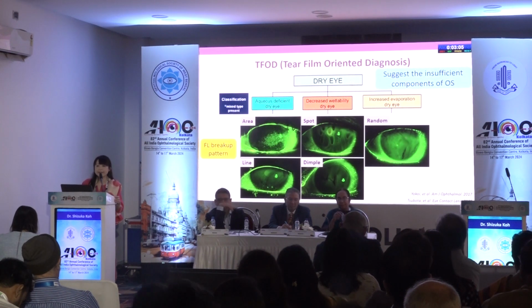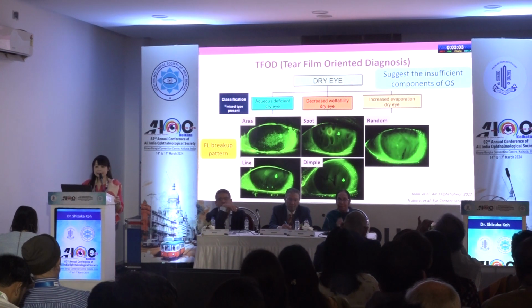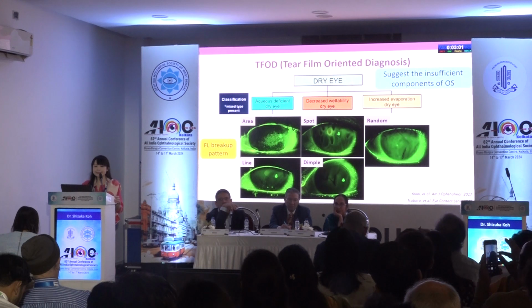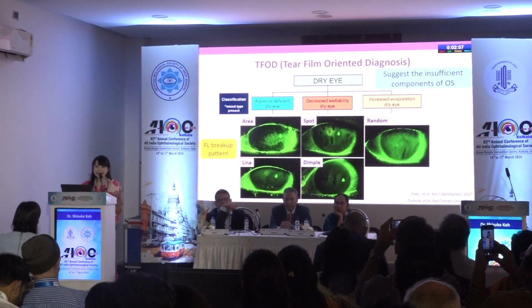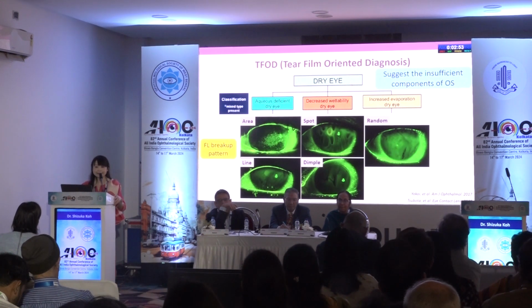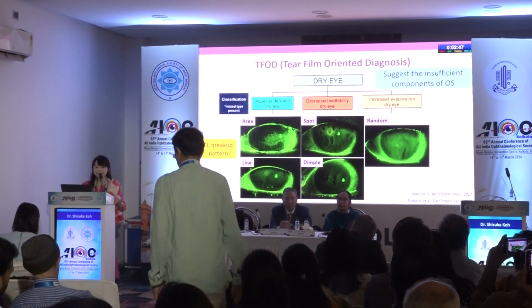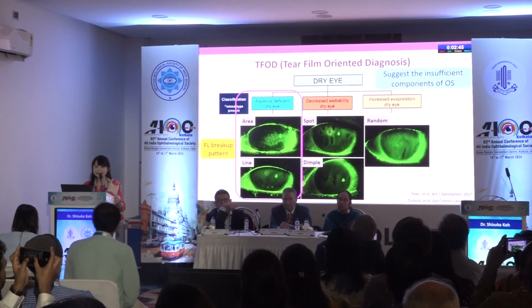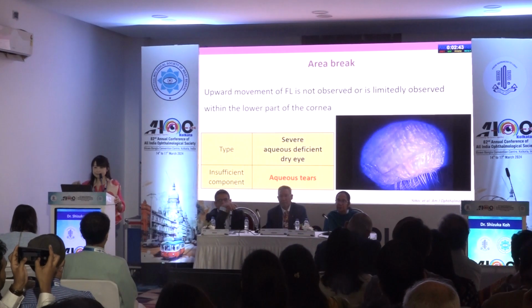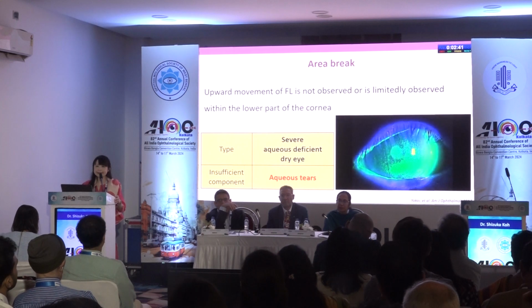Tear film oriented diagnosis is based on the fluorescein breakup pattern. We can classify dry eye into three types: aqueous deficient dry eye, decreased wettability dry eye, and increased evaporation dry eye. Let me explain with the movie. Okay, let's start with the aqueous deficient dry eye. So this is the area break.